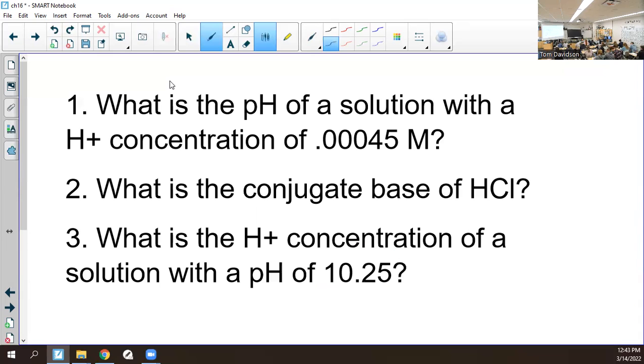All right, how we doing? So 0.0045, we type that in and we get the pH is equal to what? 2.3.